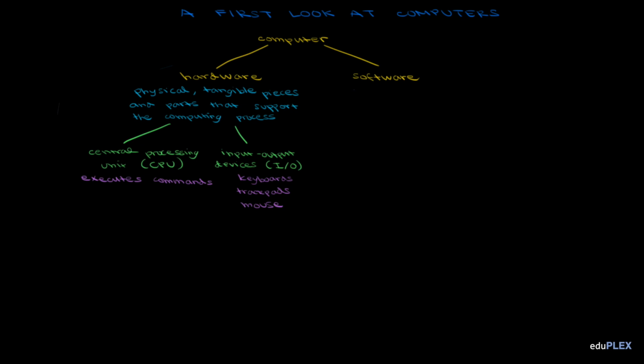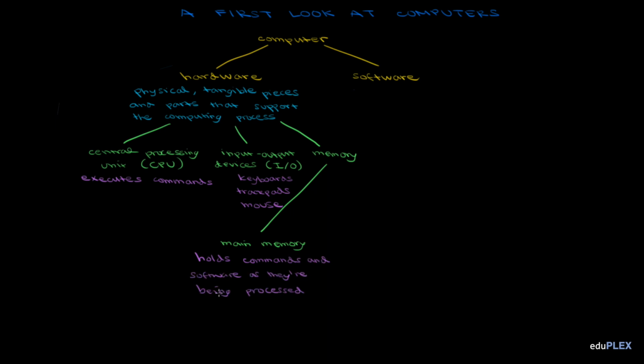So once we give the computer a command, how does it store it? That's where memory comes in. There are two types of memory. Main memory, which is also called internal memory, is the storage that holds the commands and software as it's being processed by our CPU. This is also called RAM, or random access memory, since you can access any item of data just as easily and efficiently as all the other data stored in your main memory.